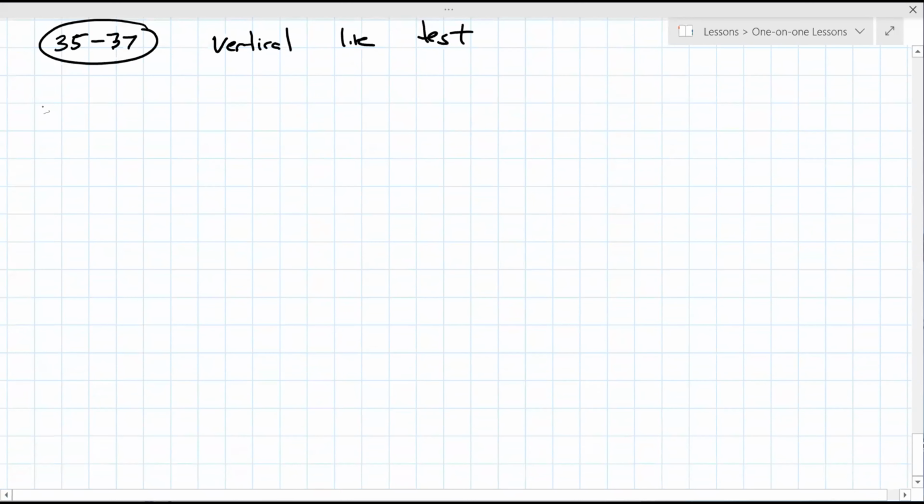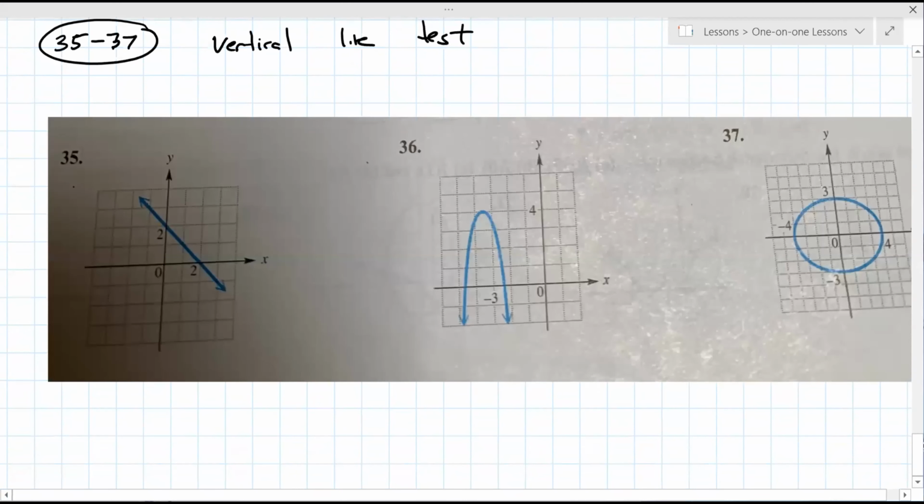But watch this. We're going to paste this in, and we're going to draw a vertical line, a vertical line, and a vertical line. How many times do they intersect?